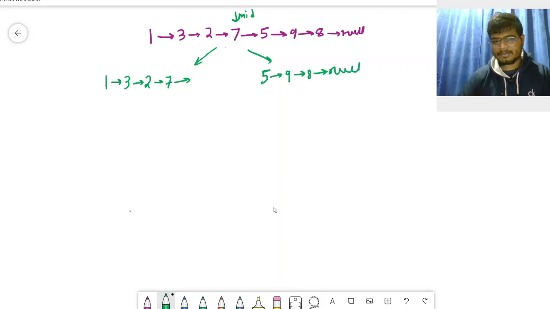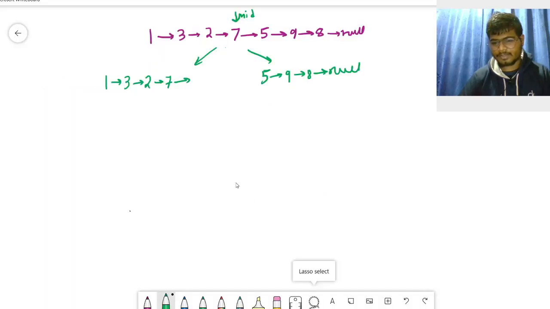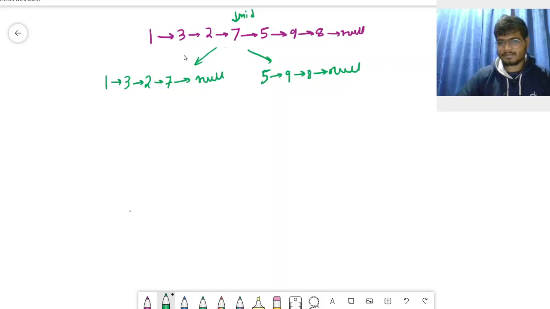and from line number 129, mid's next became null, right? So now you know why we did null. So mid was 7, so mid's next became null, so this is null. Simple. Both of them are not sorted yet. See, even these two are not sorted. So what we did was, again we came back and we called the sort function on both the halves.